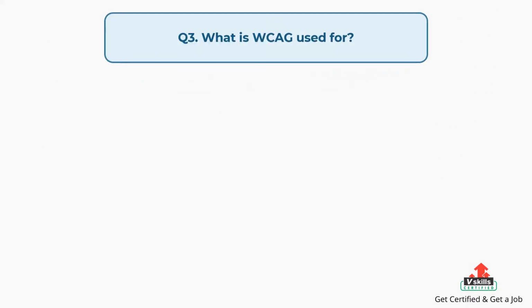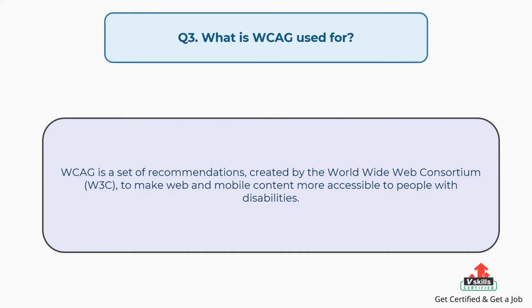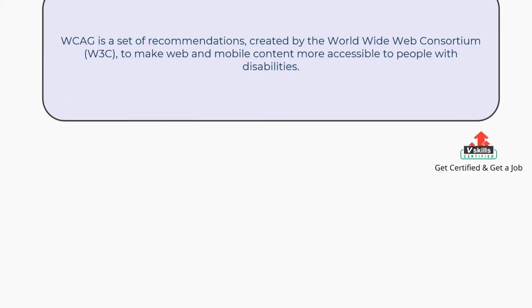Question number 3. What is WCAG used for? The answer is: WCAG is a set of recommendations, created by the World Wide Web Consortium, W3C, to make web and mobile content more accessible to people with disabilities.